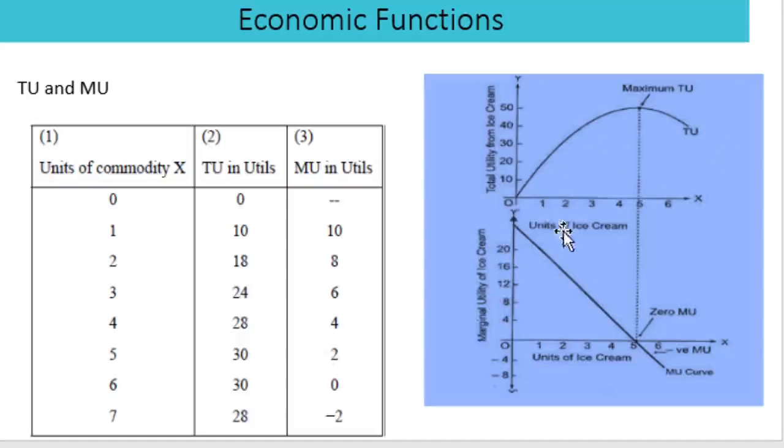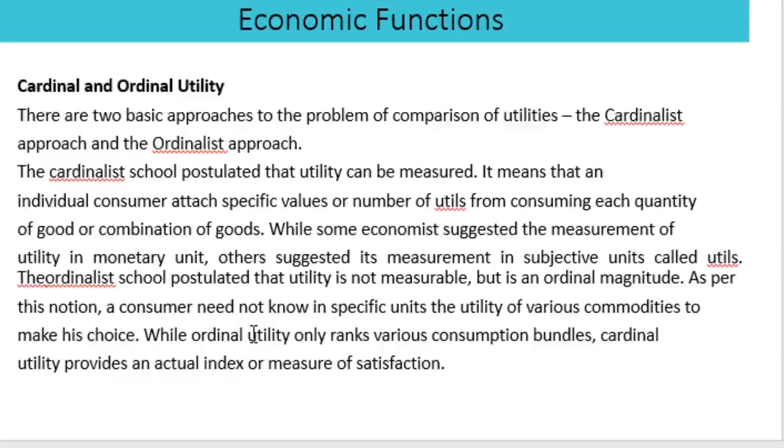The relationship between the marginal utility and total utility is given in the form of the diagram as follows. When marginal utility is 0, total utility is maximum. When marginal utility is negative, total utility starts falling. This concept of utility can be assessed by using two approaches. They are the cardinal and ordinal utility approaches.